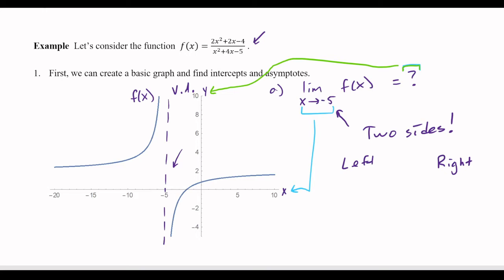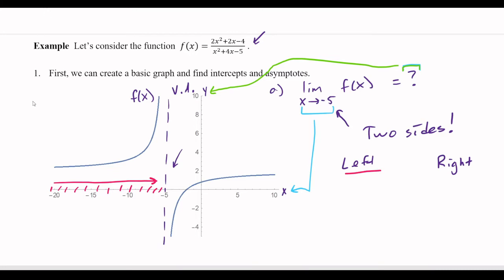Okay, so let's color that in a little bit here. If I'm approaching from the left, that would be all of this. I'm going towards -5 because I'm on the left of -5, right? So I put my head at -20, and then I move it to the right, and I just follow the function. On the other hand, I could also come from the other direction.